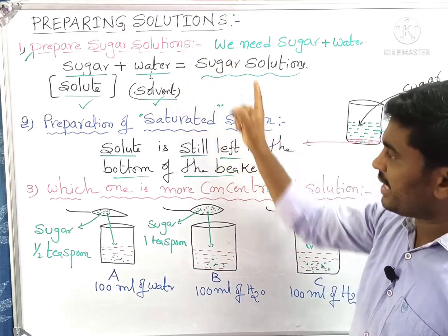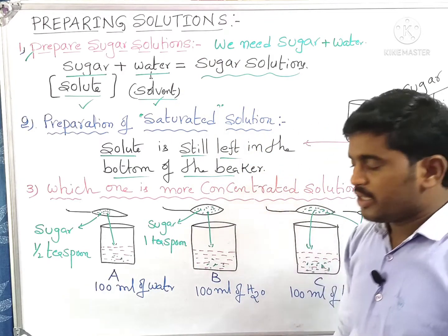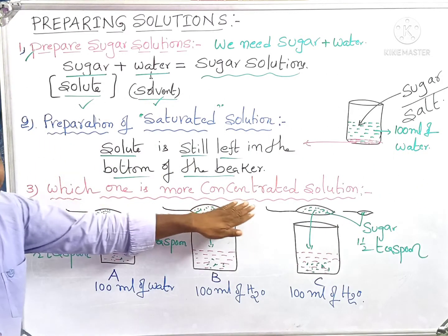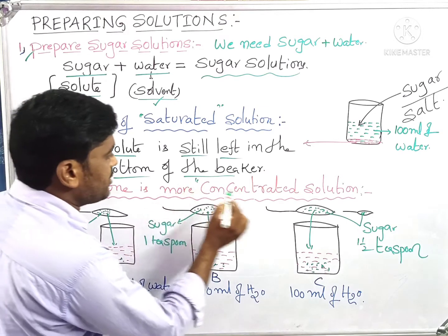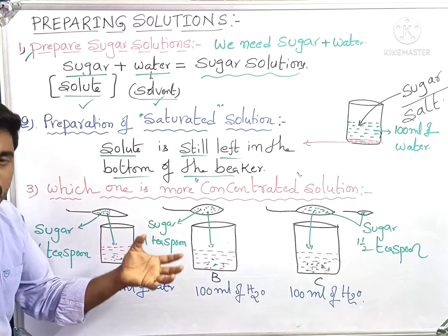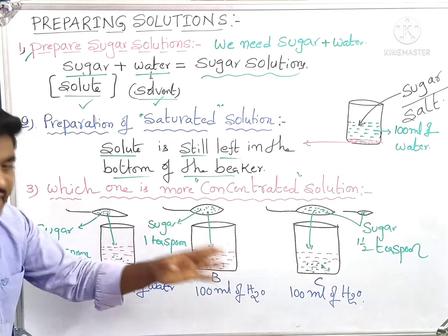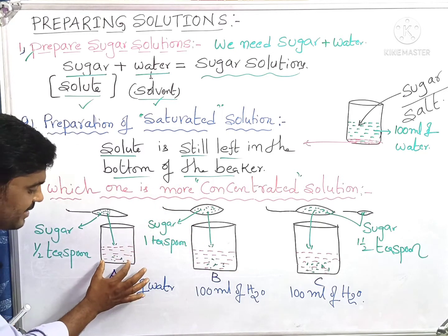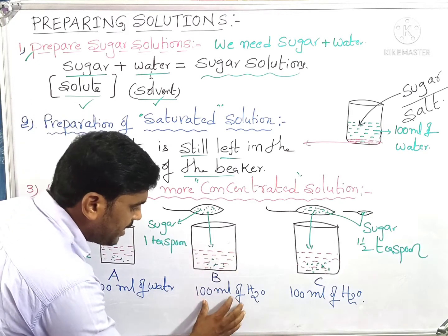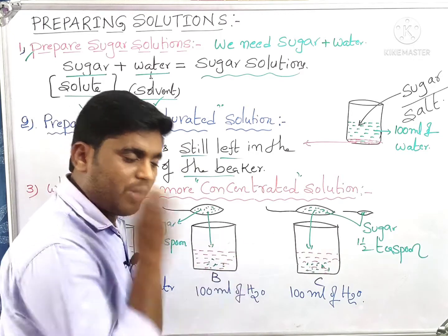So we prepared sugar solution, we prepared saturated solution. Then next, which one is more concentrated solution? The third solution is concentrated solution. So for example, making of the sugar solution here, I take three beakers A, B, C. Inside the beaker I take 100 ml of water. B beaker also contains 100 ml of water. C beaker also contains 100 ml of water.